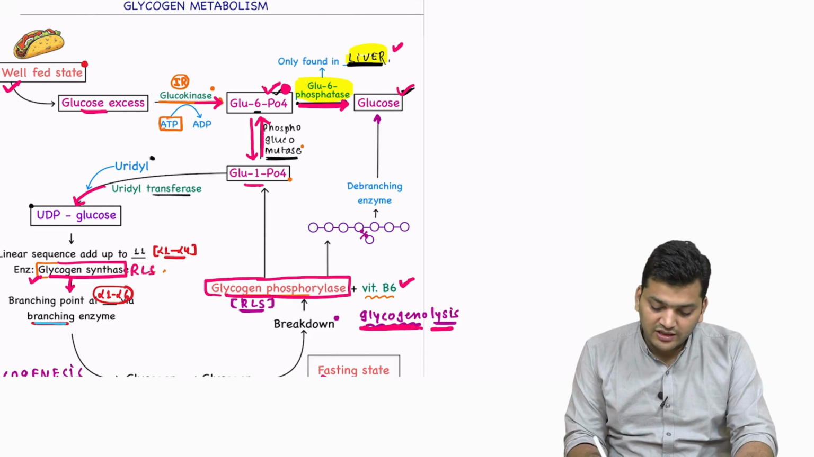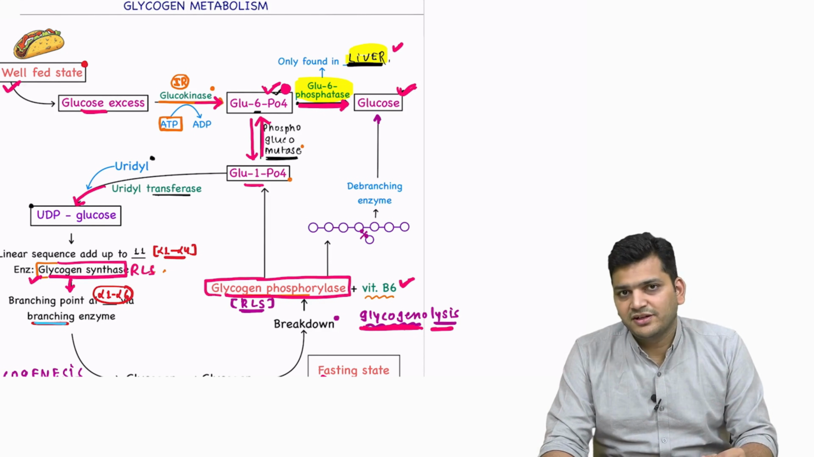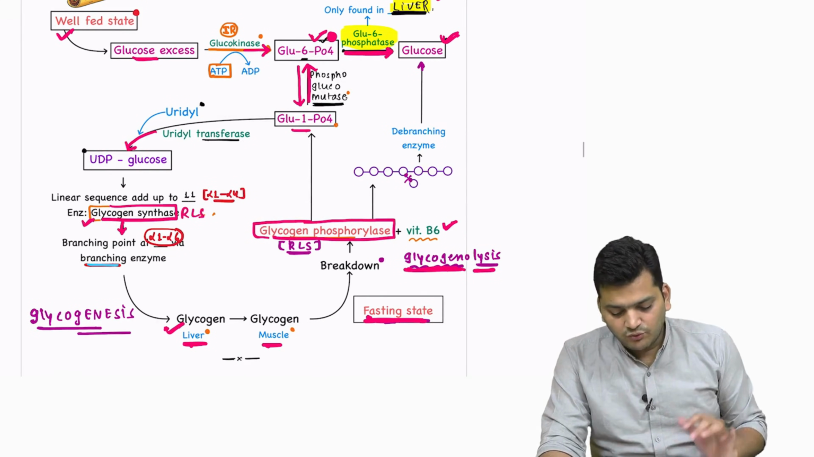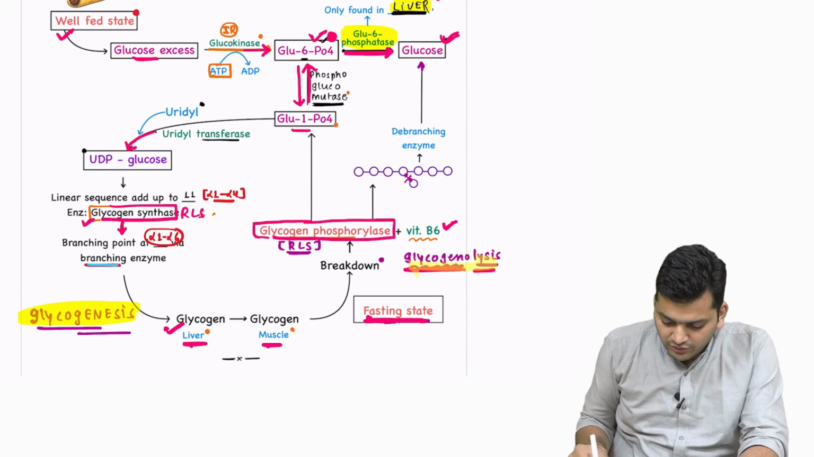And in the liver, what is the last product? Glucose. Because the liver has which enzyme? Glucose 6-phosphatase. Plus, they asked one question. This is glycogenesis. This is glycogenolysis.